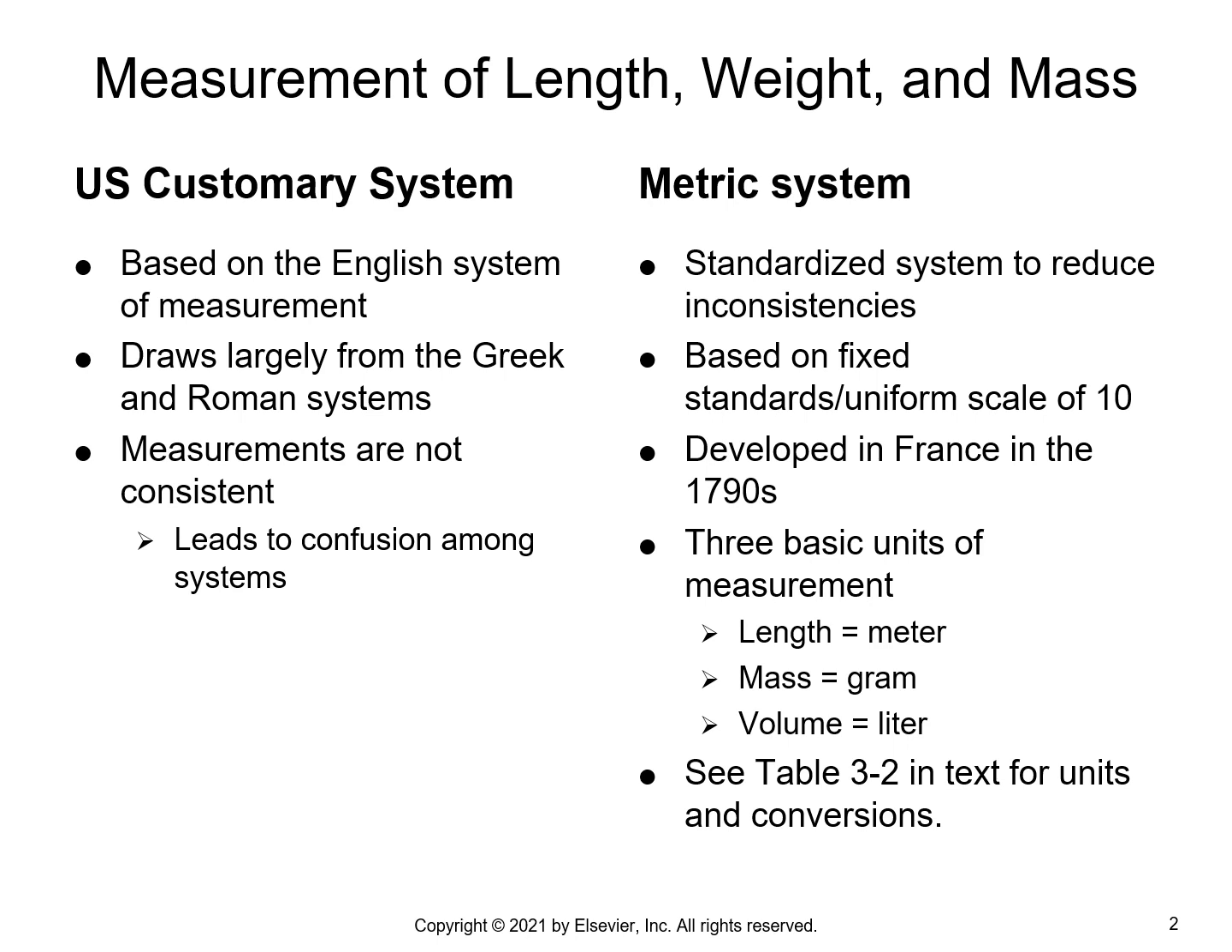The metric system was developed to standardize and reduce those inconsistencies, and this is based on fixed standards and uniform scales of 10. It was developed in France around the 1790s, and it uses three basic measurements for length, mass, and volume. For length, we use the meter, for mass, we use grams, and for volume, liters. If you want to see how conversions of these different units are done, you can refer to Table 3.2 of your textbook.